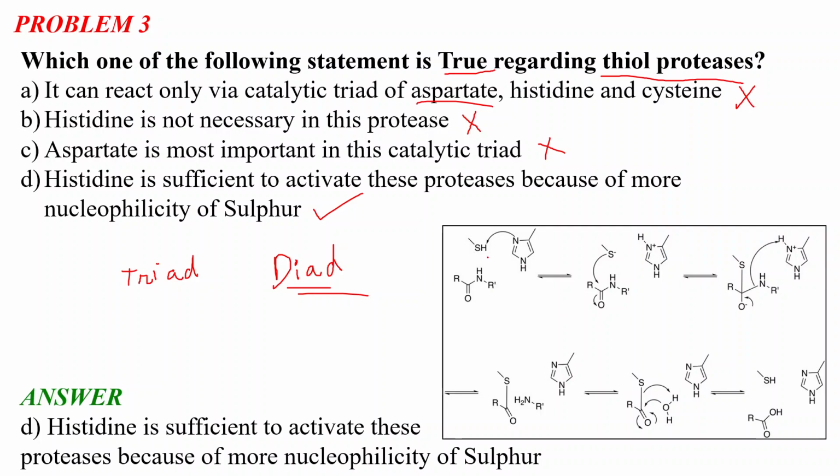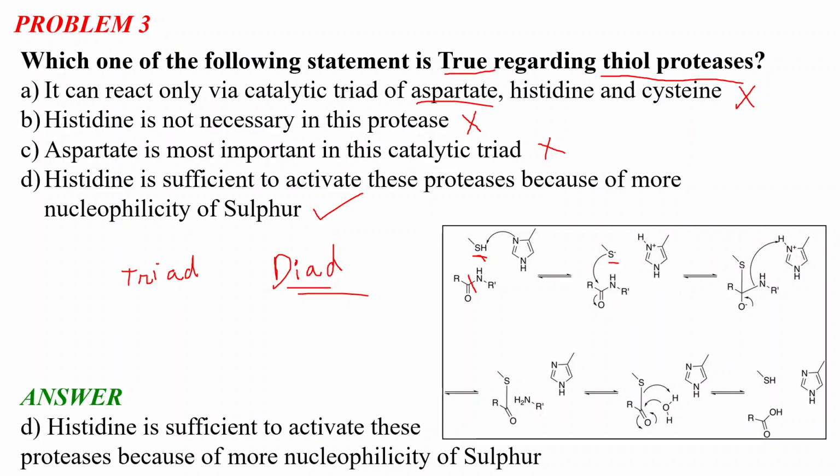So this is the mechanism of the thiol protease. Again, like aspartyl protease, thiol protease also cleaves the peptide bond. It will cleave the peptide bonds here and make an acid and an amine. So this thiol group is present in the cysteine, and this is the imidazole ring of the histidine. Since the nucleophilicity of sulfur is more than oxygen, the imidazole ring of this histidine is sufficient to deprotonate this thiol group and make it S minus, which in turn acts as a nucleophile and attacks the electrophilic carbonyl carbon of this amide linkage.